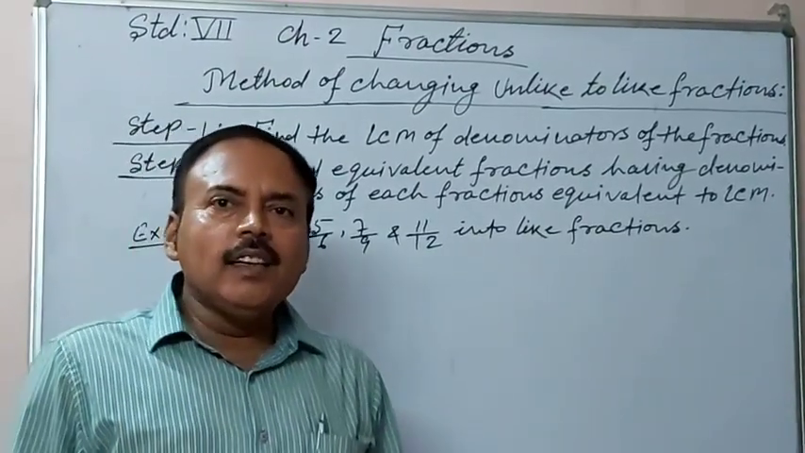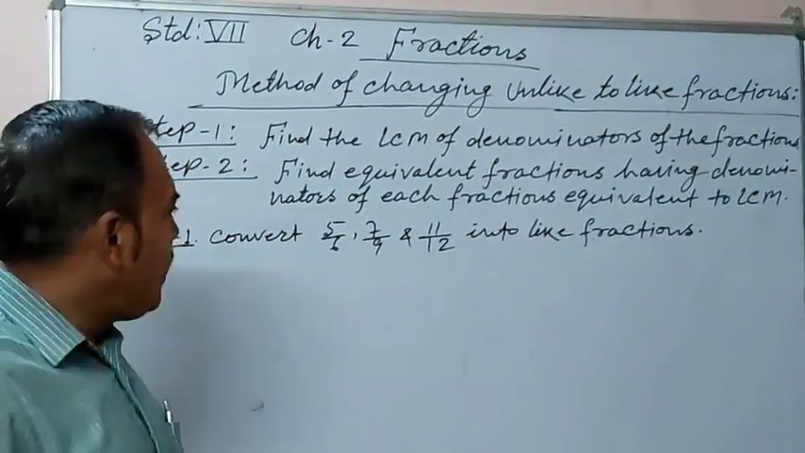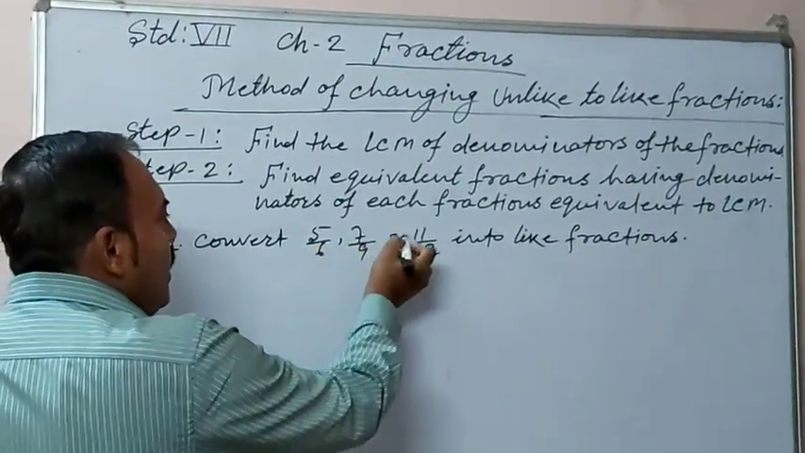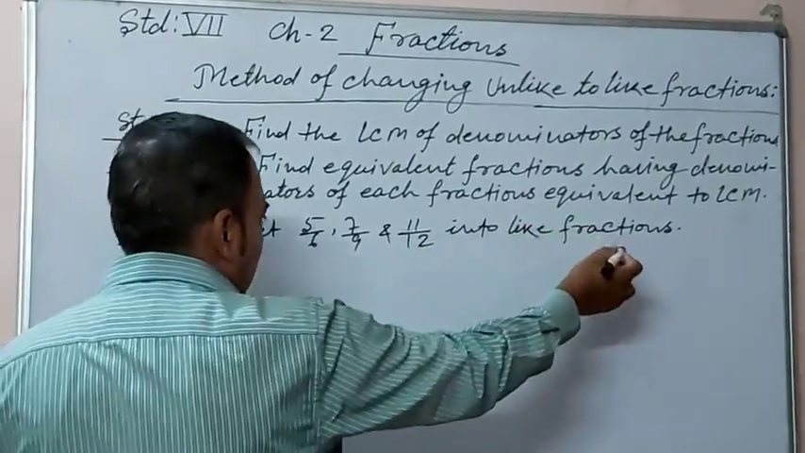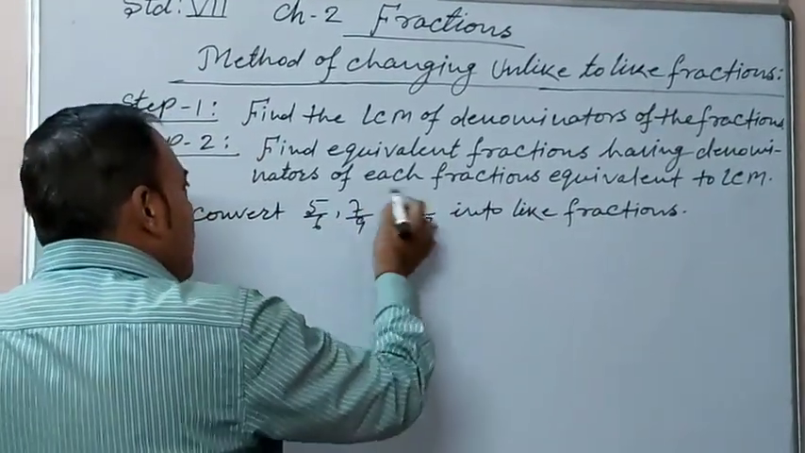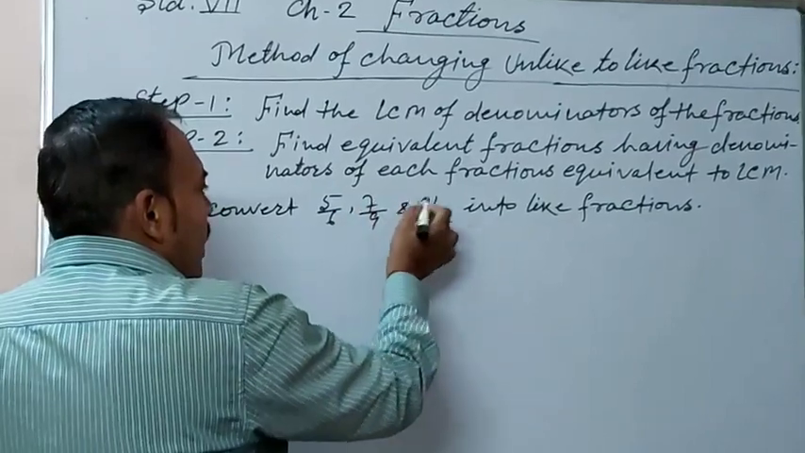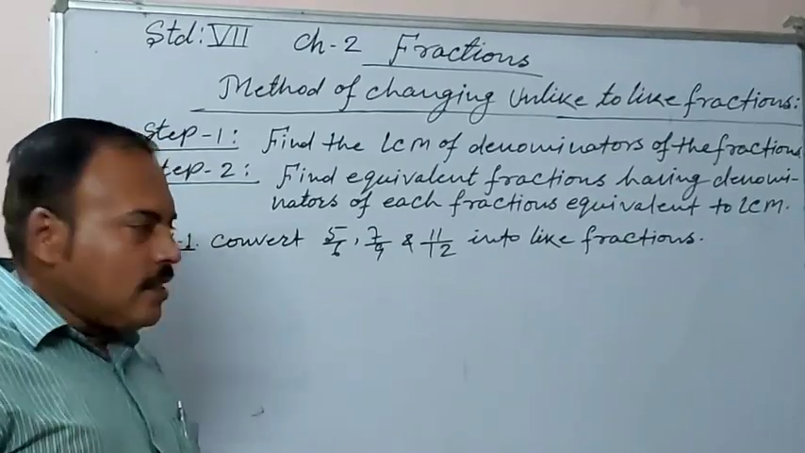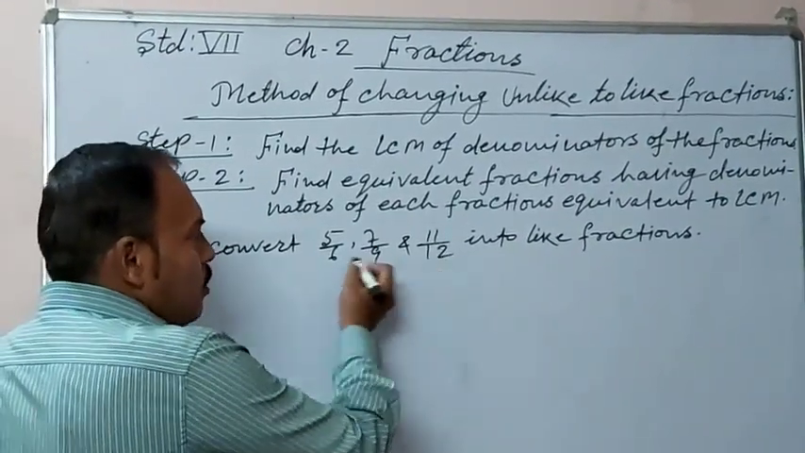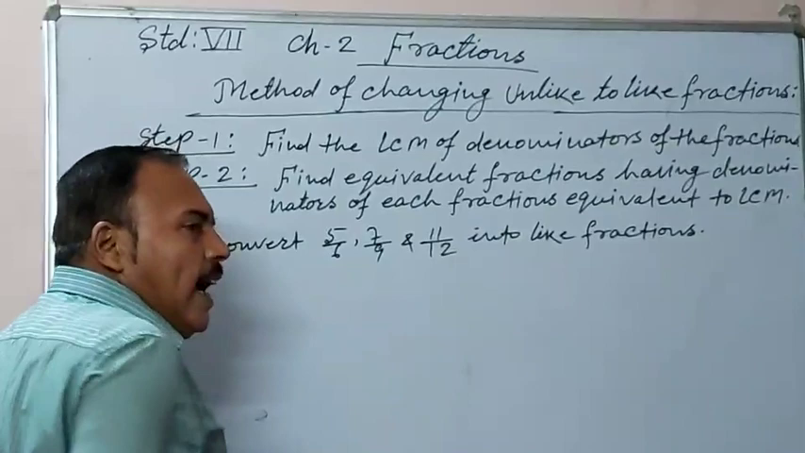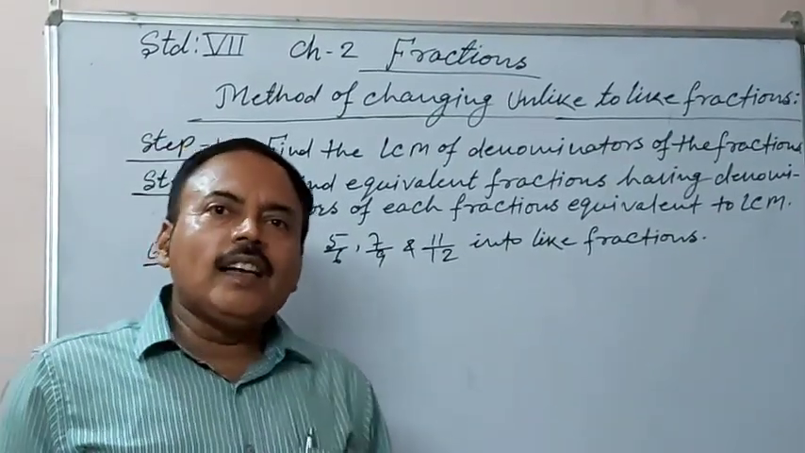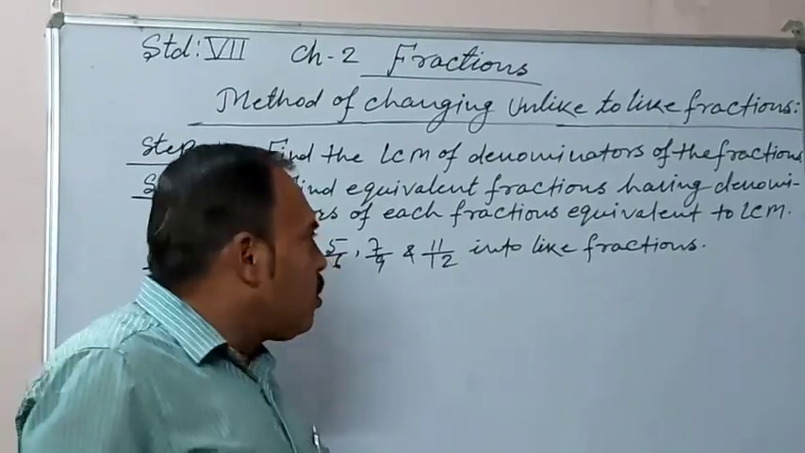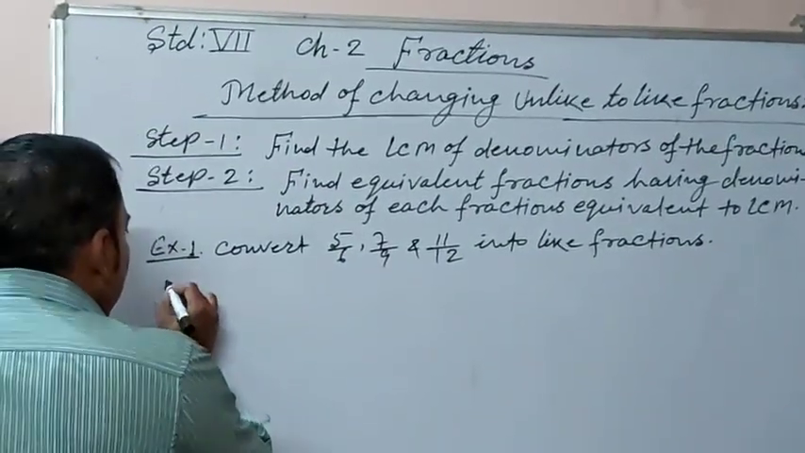We understand it through the example question, and here is the first example question: convert 5 by 6, 7 by 9 and 11 by 12 into like fractions. There are three fractions here: 5 by 6, 7 by 9 and 11 by 12, and we have to change them into like fractions. These fractions have different denominators, so these are unlike fractions. And according to the definition, we know that the fractions having the same denominator are called like fractions. So we just solve it.